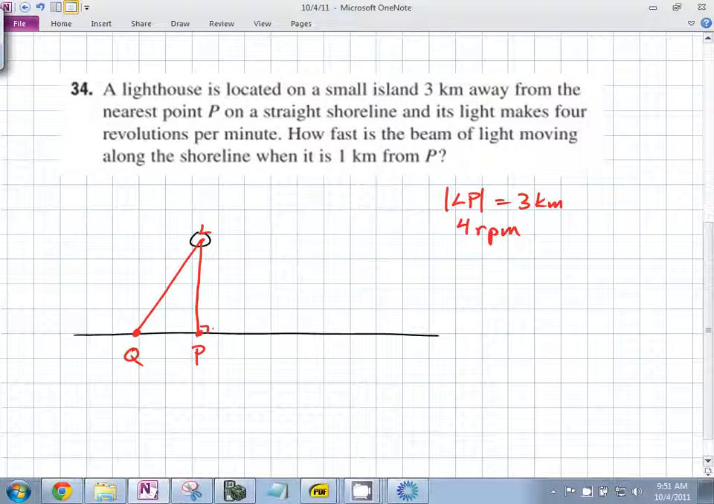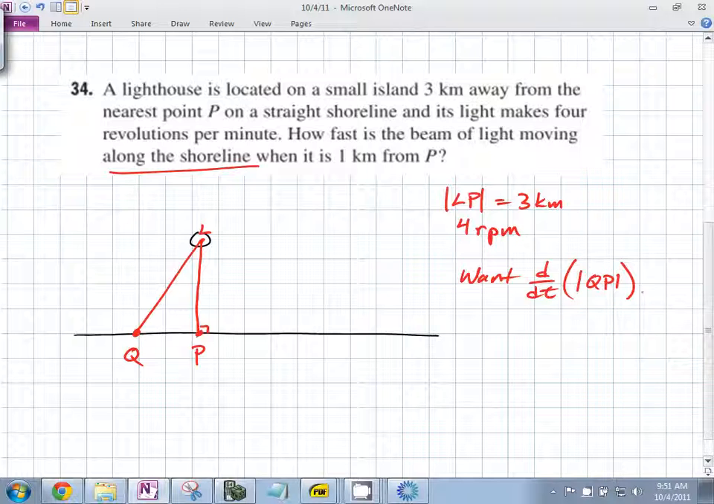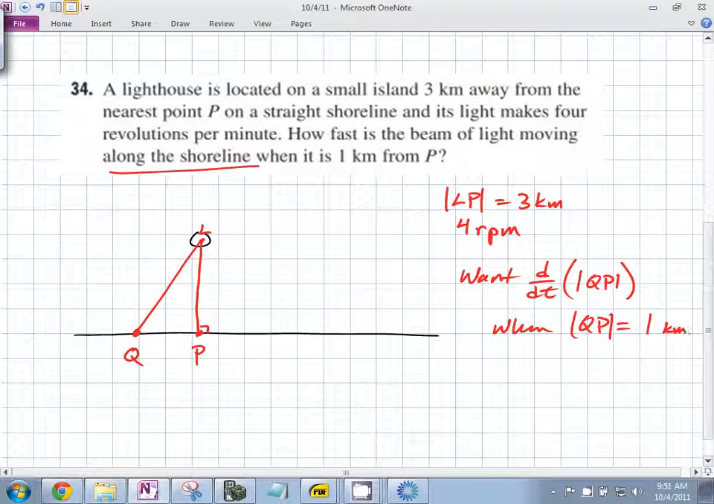So what do they want? They want how fast the beam of light is moving along the shoreline. So we want d/dt of what? The magnitude of QP, that's right. We want d/dt of QP when QP is what? 1 kilometer, yeah.